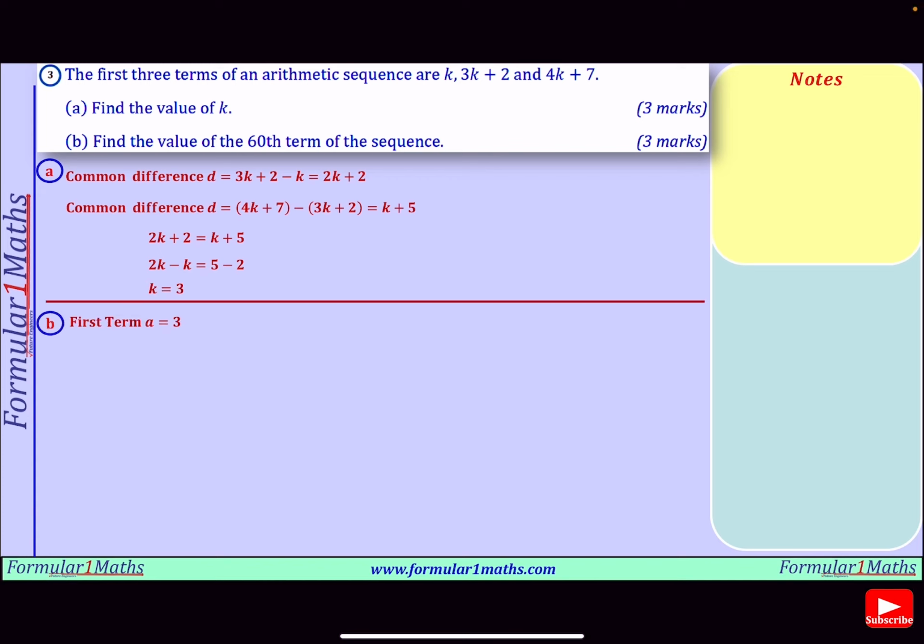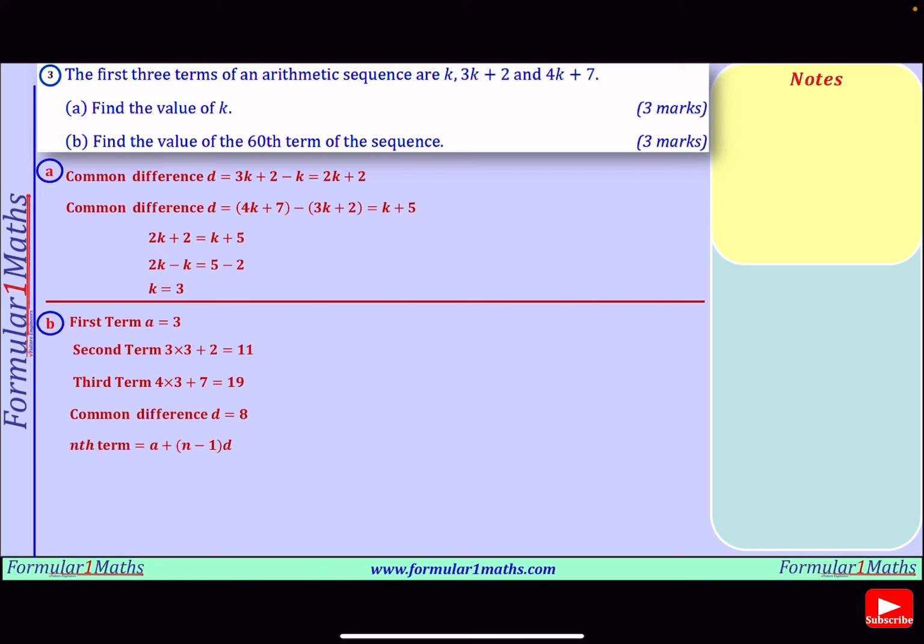For B, we now know that the first term, which is k, is 3. We can get the second term by substituting the value of k over here to get 3 times 3 plus 2, and that will evaluate to 11. We can do the same thing for the third term by substituting 3 into k to get 4 times 3 plus 7, and that gives 19. So now we form a sequence. That implies the common difference is 8, because 11 minus 3 is 8, and 19 minus 11 is 8.